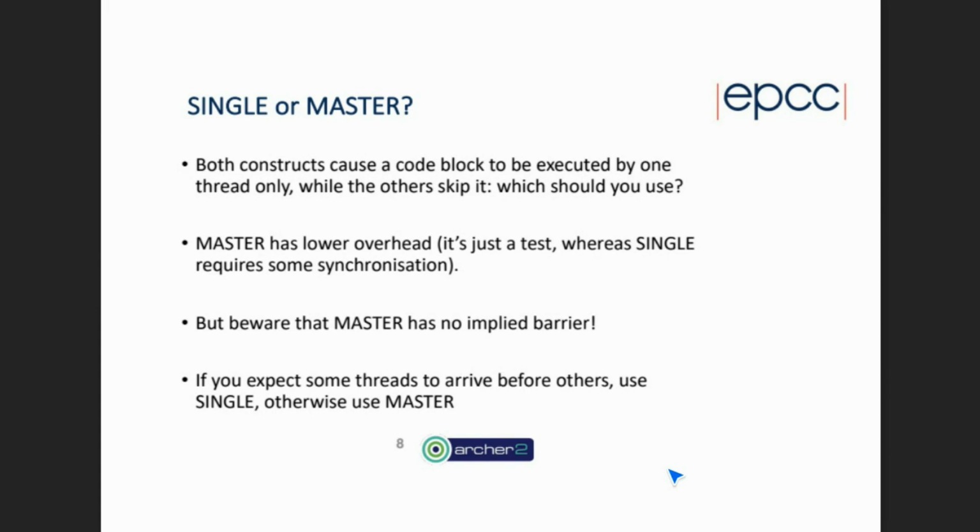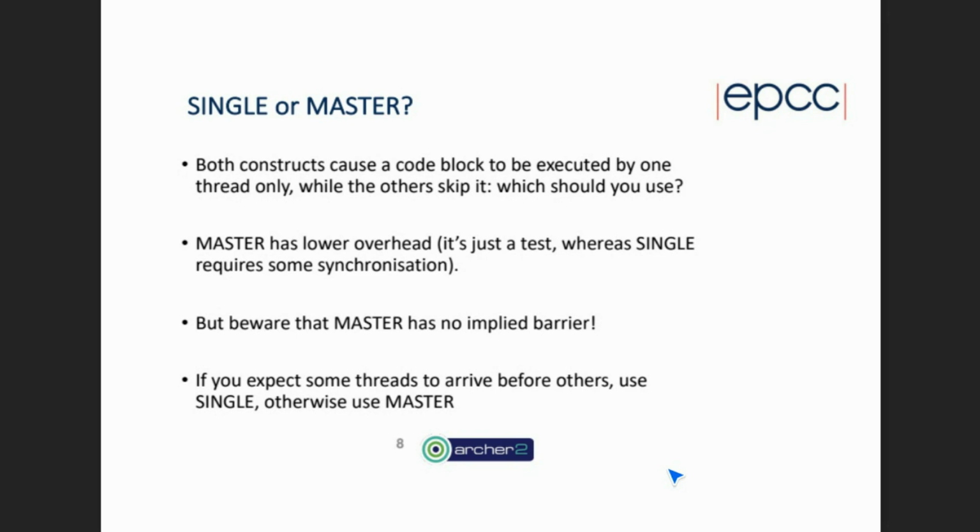But beware that there's this asymmetry between these two. Master doesn't have an implicit barrier at the end, whereas single does. In both cases, you can change the behavior if you like. You can add an explicit barrier directive after the master if you need one, or conversely, with single, you can use single nowait to get rid of the implicit barrier. But there is this asymmetry there.